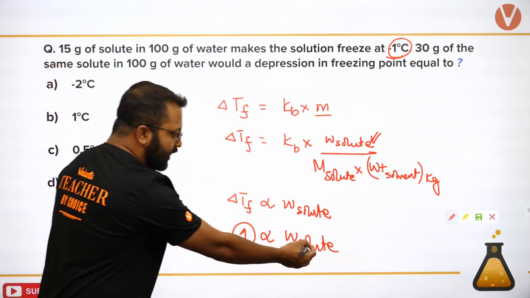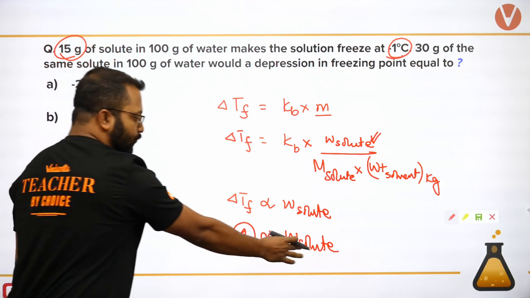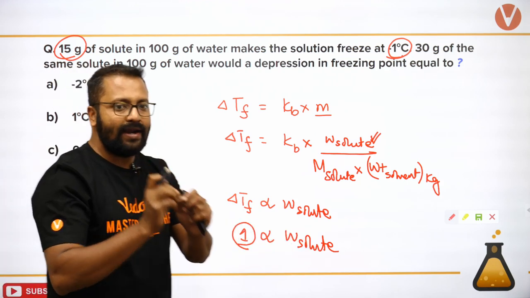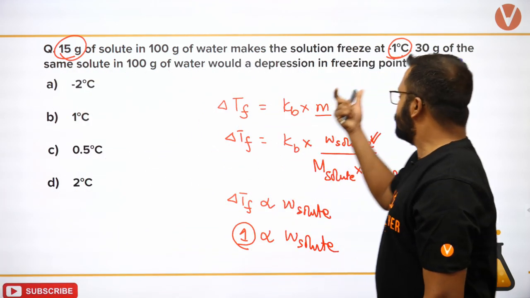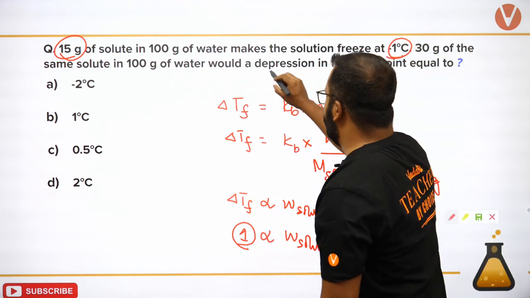So if I double the amount of solute, see, how much was it earlier? 15 gram. So 15 gram is proportional to 1 degree of depression. So 30 gram will be proportional to 2 degree of depression. What is being asked?